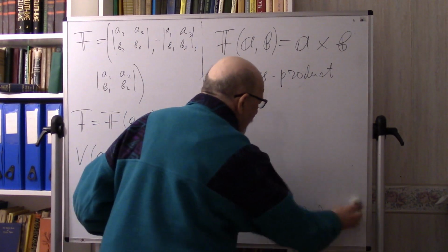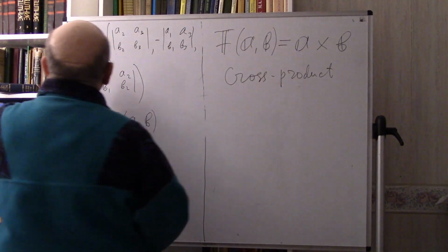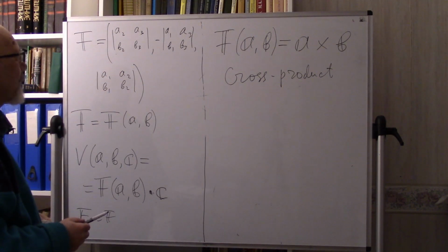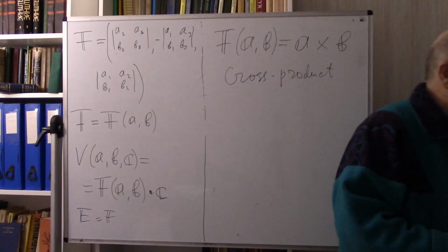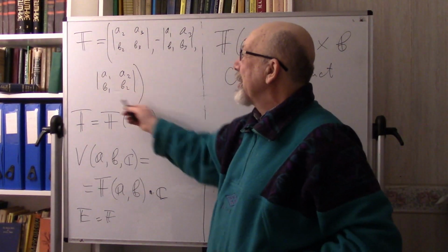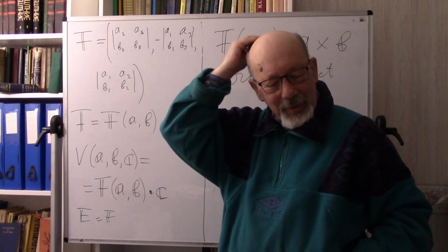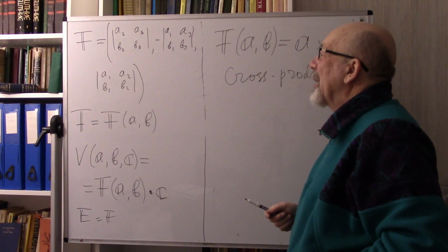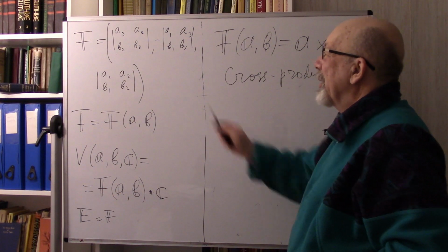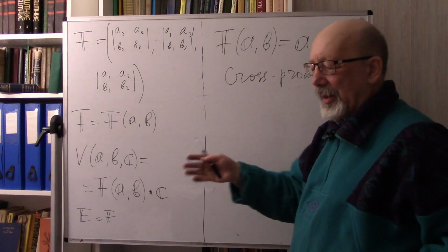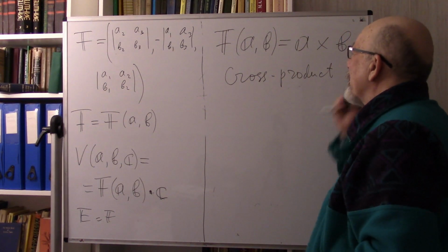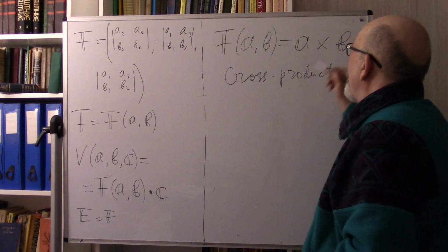So it is a new operation. We have defined what the vector F of A and B is. It is a vector with these components. In the book, this cross product is defined from the beginning by these formulas. But in your place, I would say that it is very far from understandable why this formula and what it means. So I started from the other end to approach it in a natural way. So we defined the cross product.